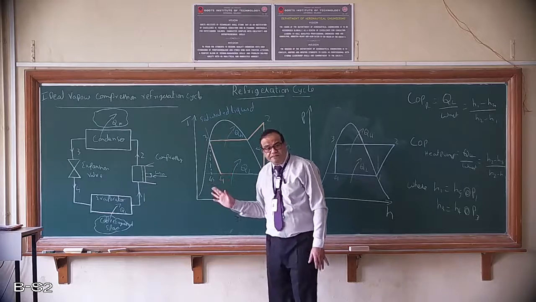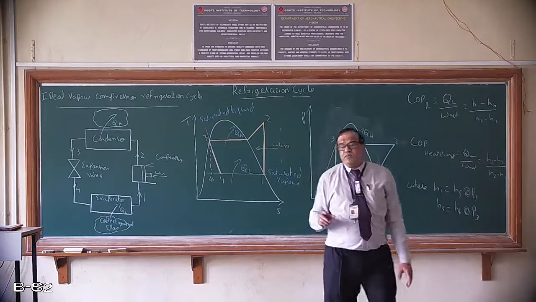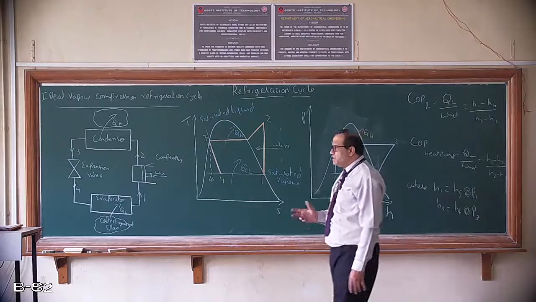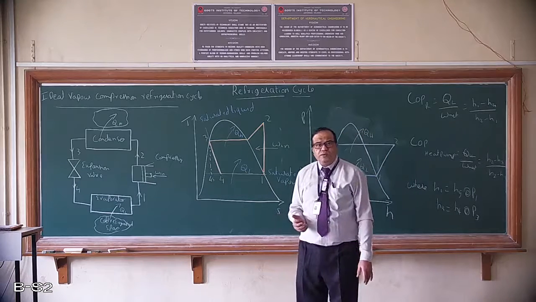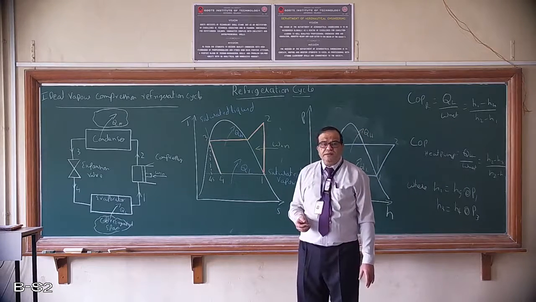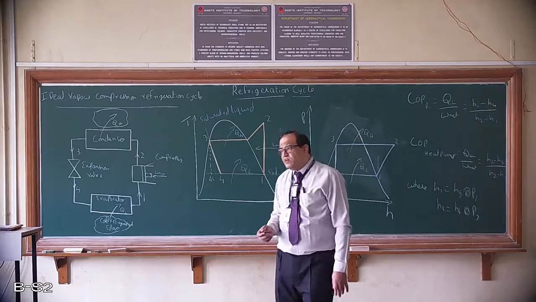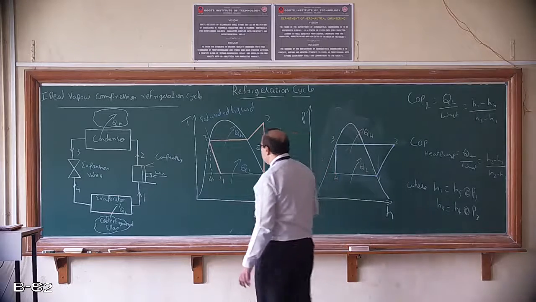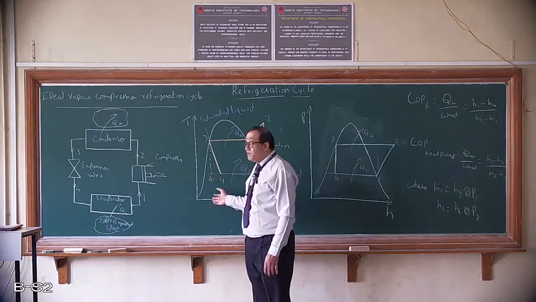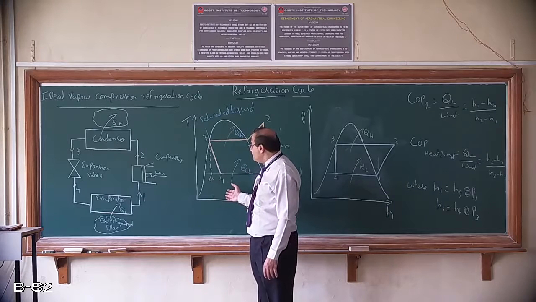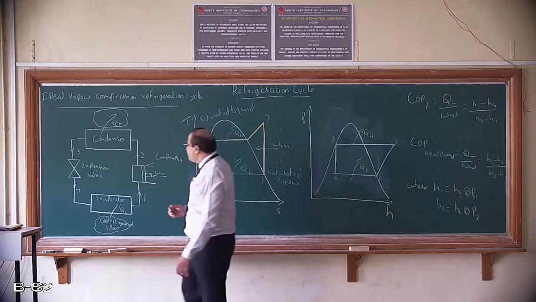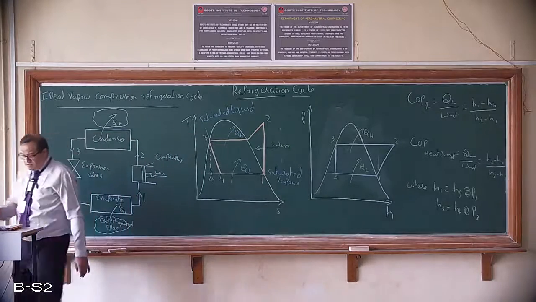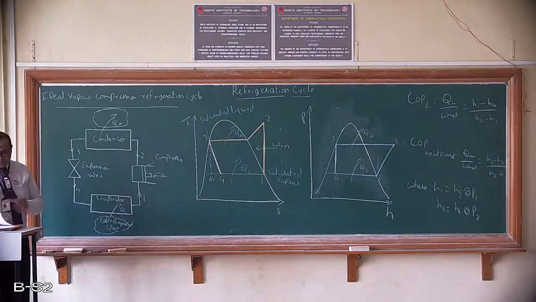Is it clear? So, in vapor compression, basically we use R12, R22, R14, and R134A is also used. These are some of the different types of refrigerant which can be used here. So, this is what vapor compression refrigeration is.